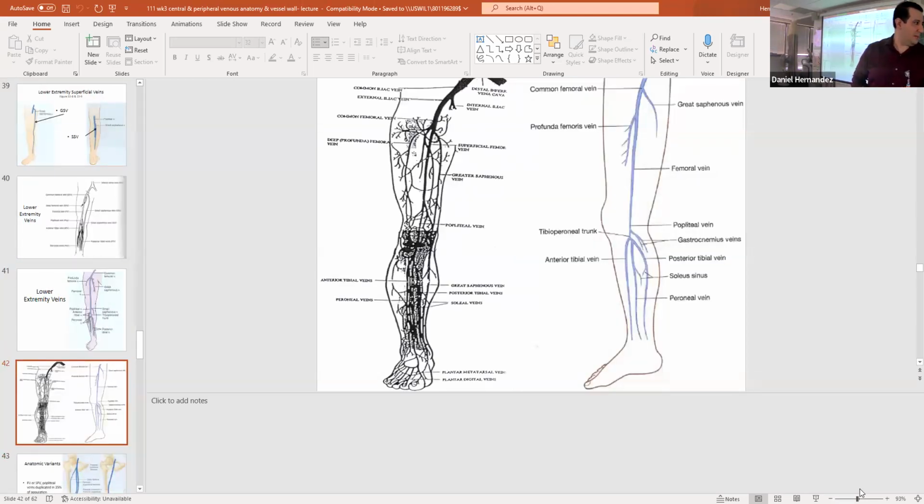So these are just some more diagrams to help you. Common femoral branches into femoral vein and then deep femoral vein. The femoral vein continues down the thigh, becomes popliteal. Popliteal then splits into your anterior tibial and then the tibial peroneal trunk. Tibial peroneal trunk becomes posterior tibial and peroneal.